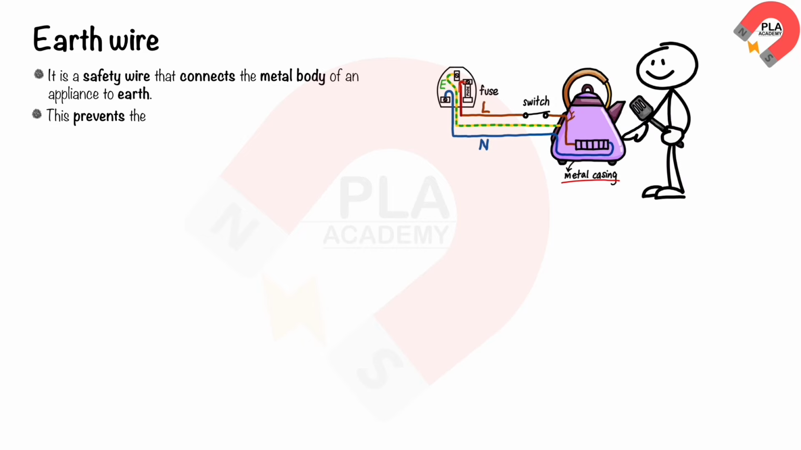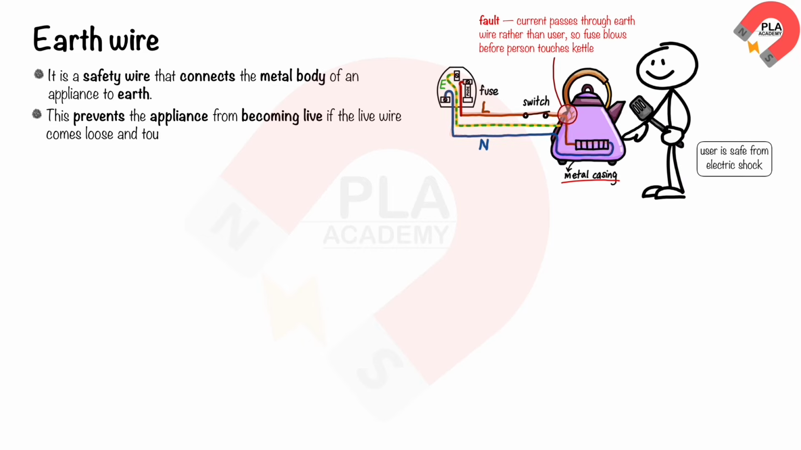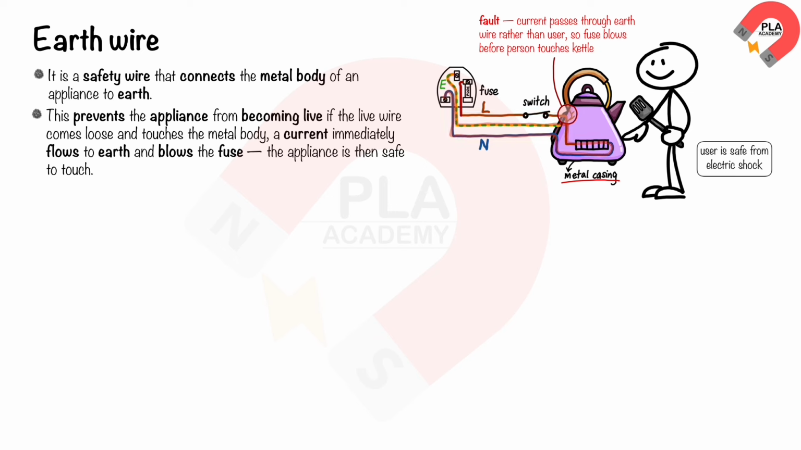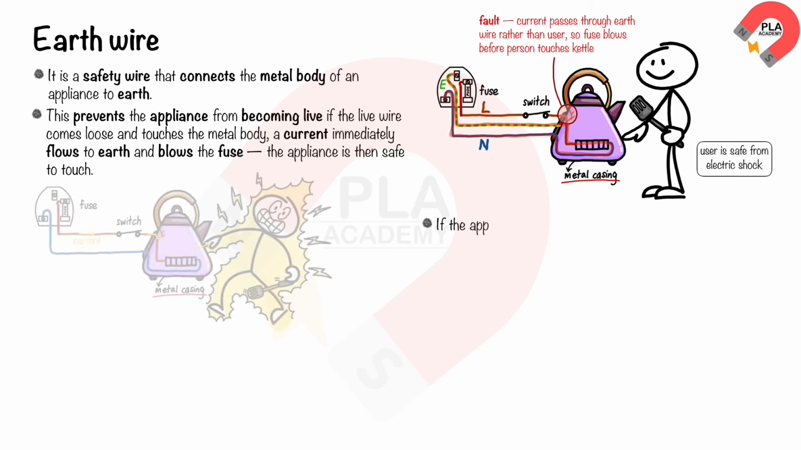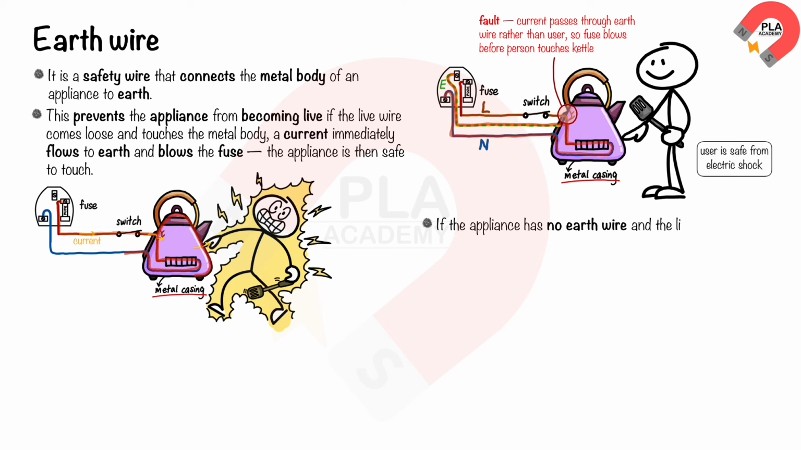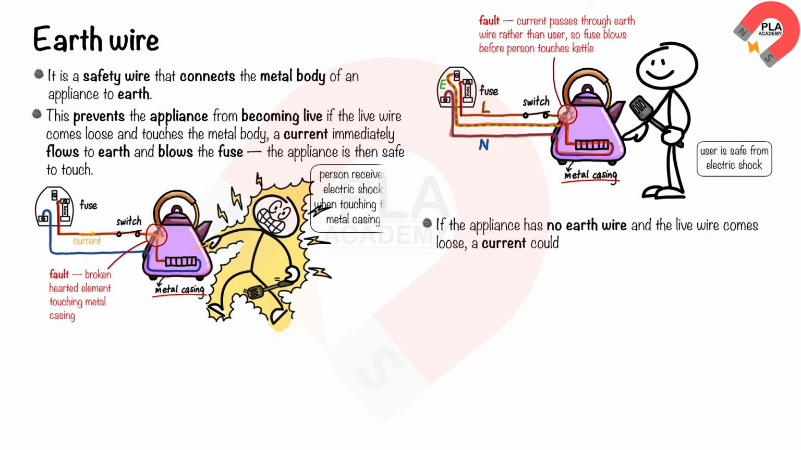Earth wire. The earth wire is a safety wire that connects the metal body of an appliance to earth. This prevents the appliance from becoming live. If the live wire comes loose and touches the metal body, a current immediately flows to earth and blows the fuse. This means that the appliance is then safe to touch. If the appliance has no earth wire and the live wire comes loose, a current could flow through the user, causing an electric shock.